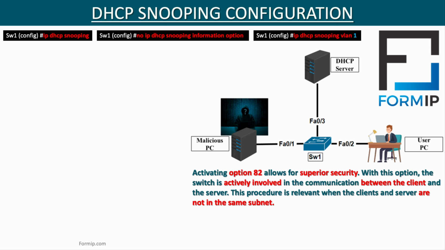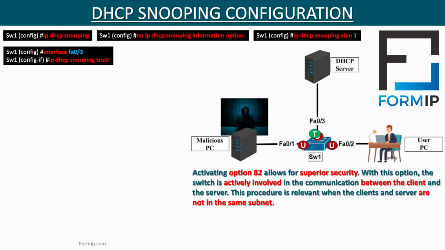To continue, we will select the VLANs for which we want to use DHCP snooping with the ip dhcp snooping vlan command and add the VLAN number. In the example, this is VLAN 1. Once snooping is enabled, all interfaces by default are no longer trusted and therefore no longer allow DHCP messages to pass through. That's why you have to open the interfaces that lead to the real DHCP.